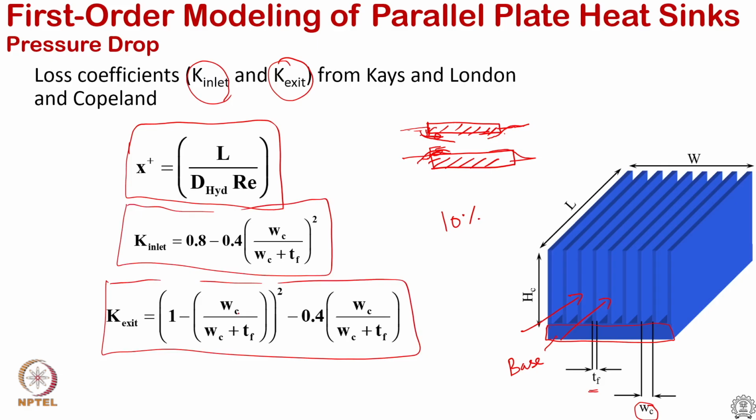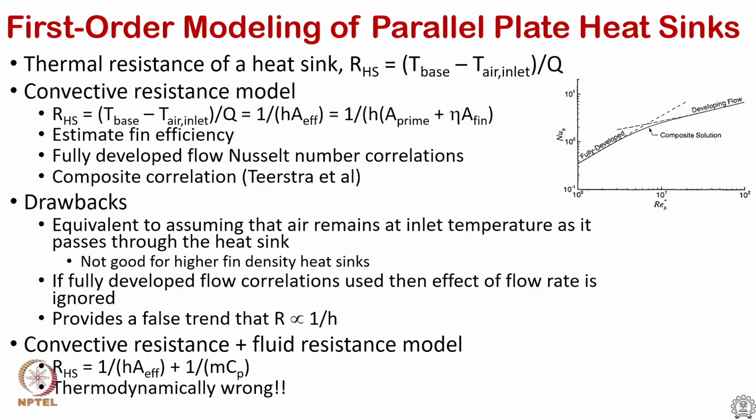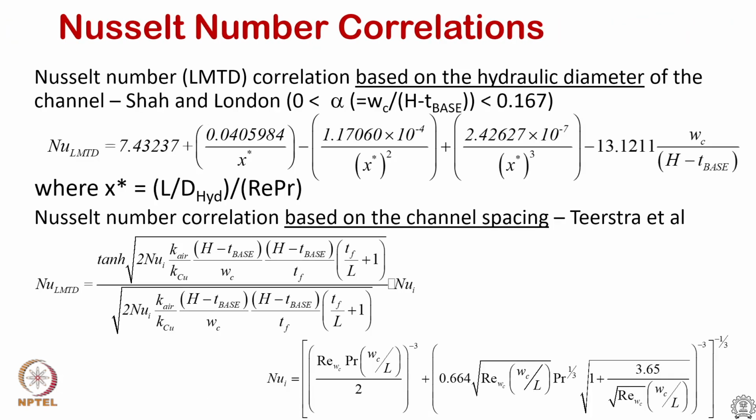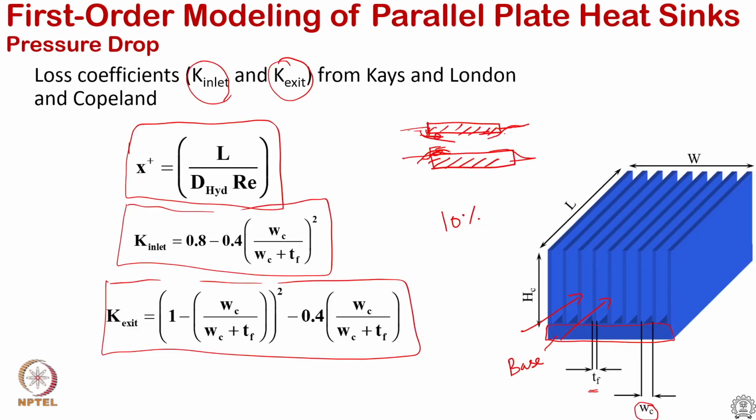W_c is, as I said, spacing between the fins plus the thickness in the denominator. So this is an empirical relationship that was developed, and we use that, and so with that we can predict. This is the pressure drop part of it. So one can take this, and with the X plus and friction factor one can predict the pressure drop of this heat sink while accounting for the inlet and exit losses.